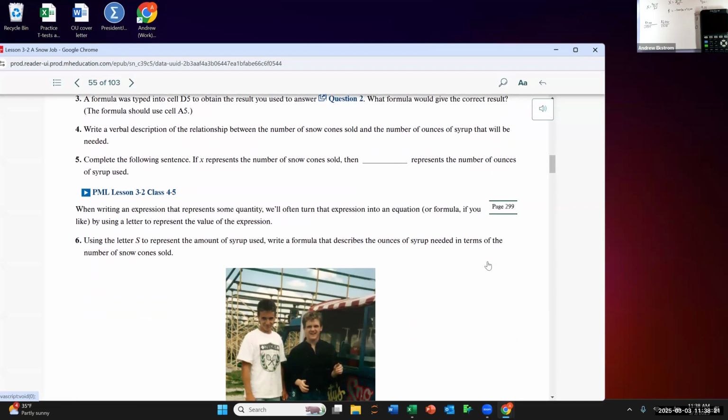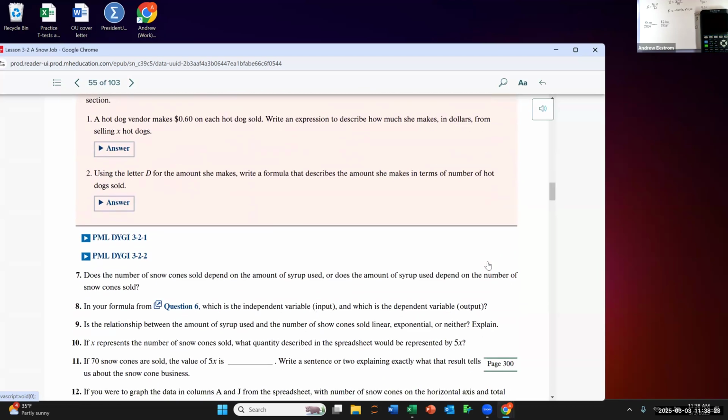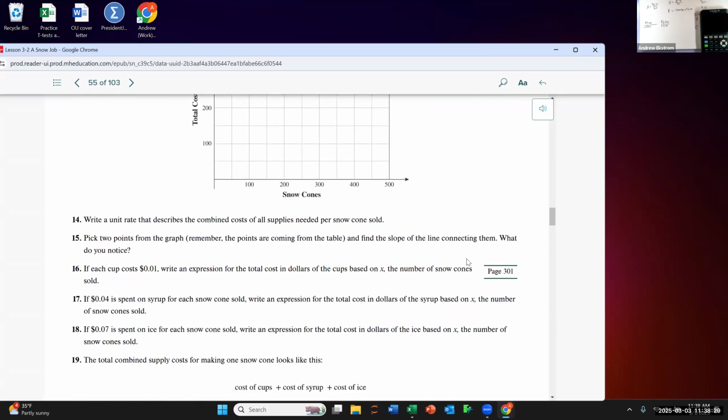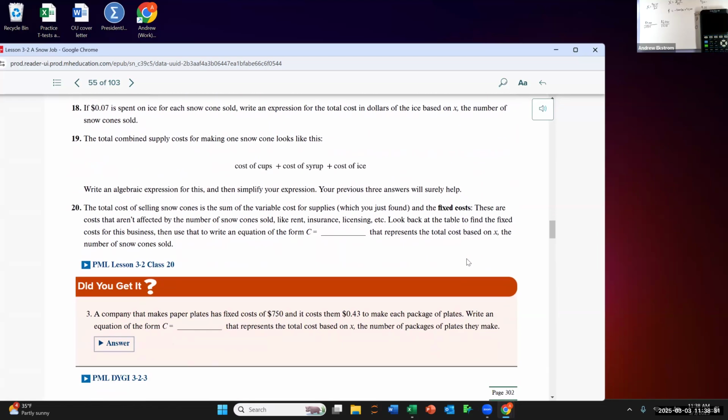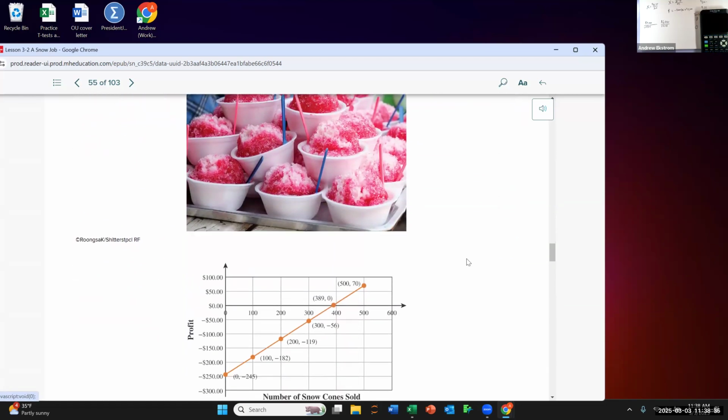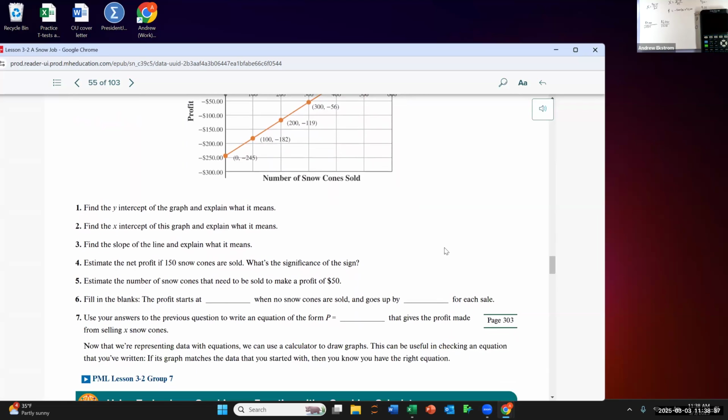But that's actually about all that we have for 3.2. We already went through how to make these different plots, and showed you how to do that in Excel as well as with the graphing calculator.